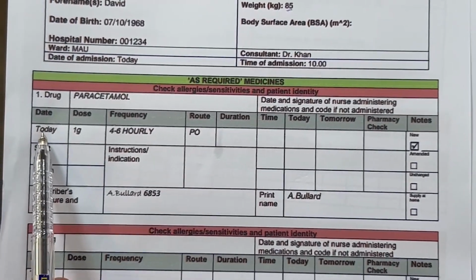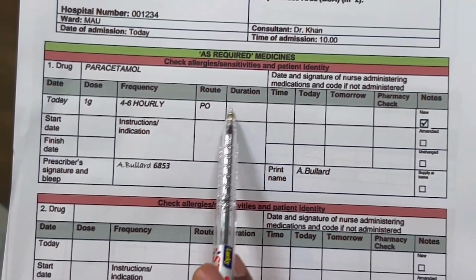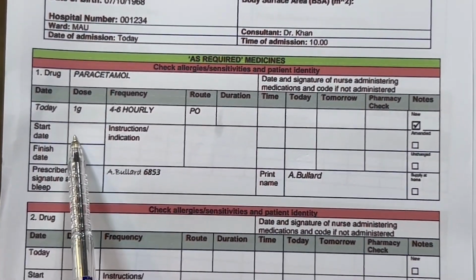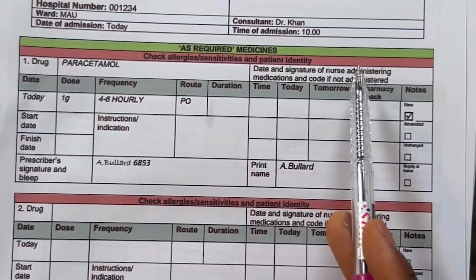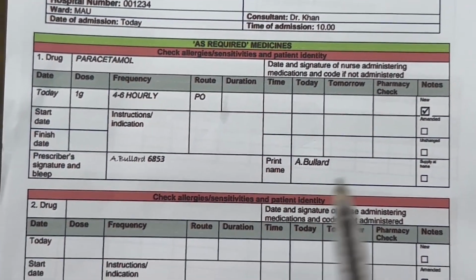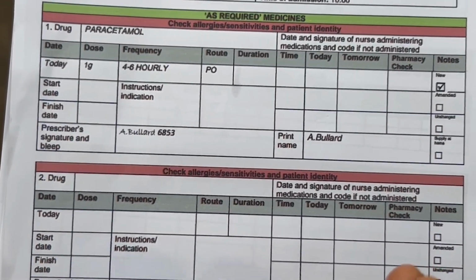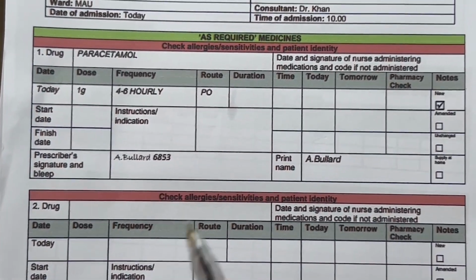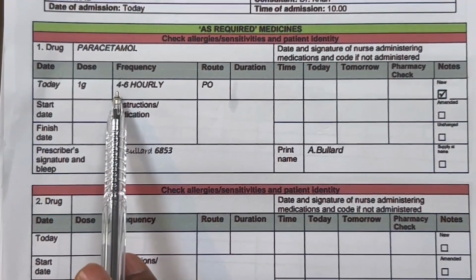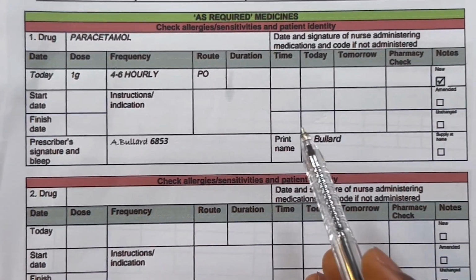So the date is today, dose is 1 gram, frequency is 4 to 8 hourly, and duration is not written, start date is not written because it is as required. Meaning at any time the patient needs it is when you will give this medication. So you first ask your patient if he's in pain. If he says he's in pain, then you ask him when was the last time he had the medication, because if he had this medication less than 4 hours ago, you will not give. But if it is more than 4 hours, you go ahead and give the medication.